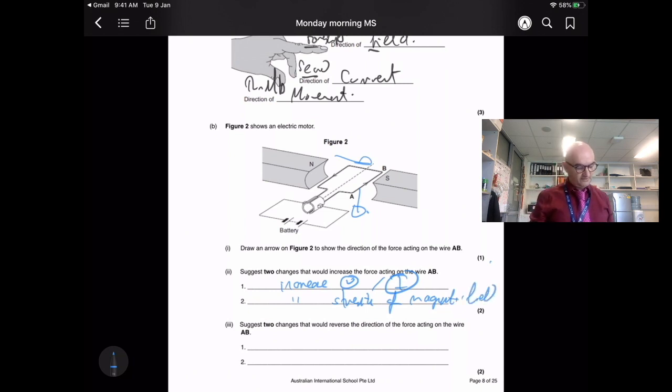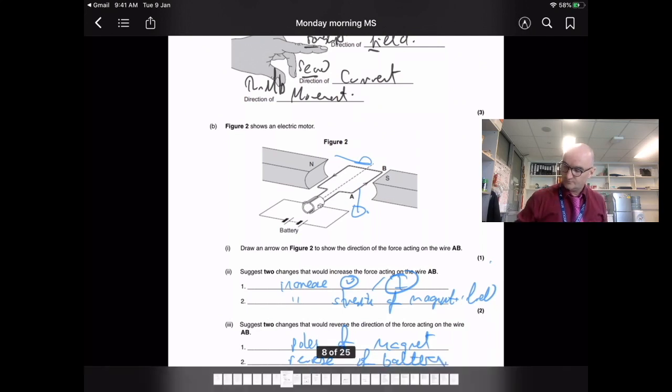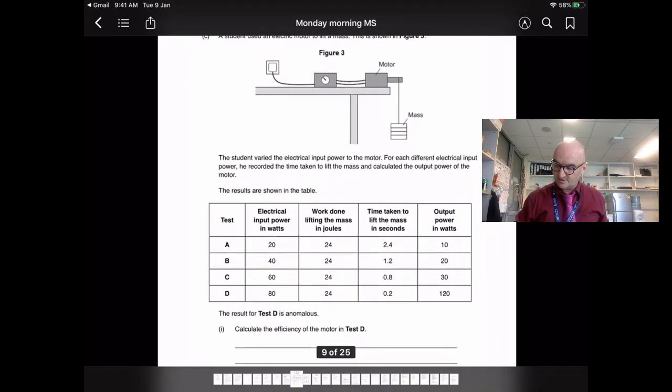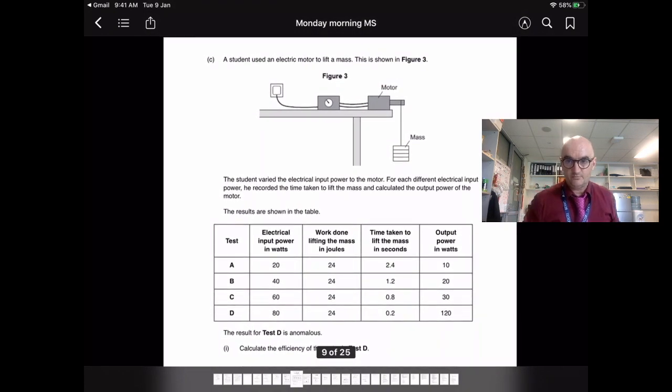Strength of the magnetic field. Suggest 2 changes that will reverse the direction. So we're going that way, we want it to go that way. We could reverse the poles of our magnet, or we could reverse the poles of our battery. Both of which would change the direction of movement of wire AB.